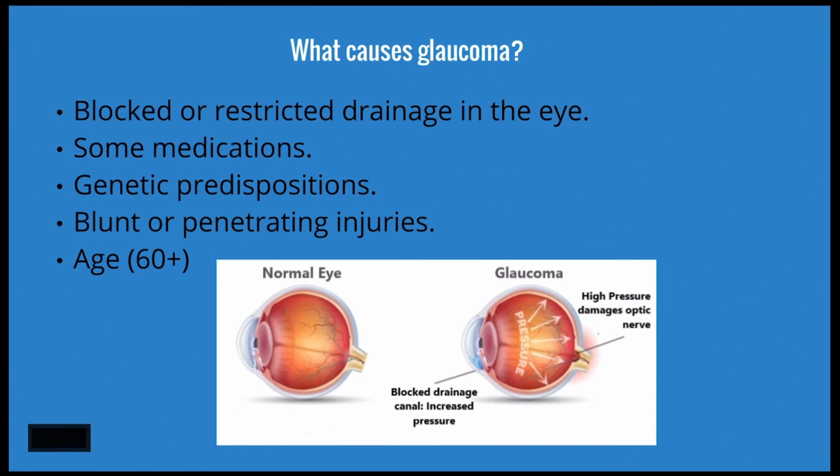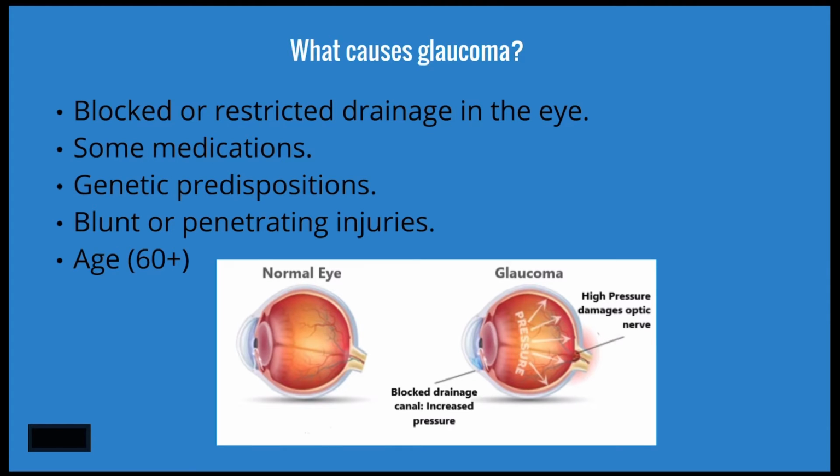So what causes glaucoma? Blocked or restricted drainage in the eye. This is when the aqueous humor, or the clear fluid that fills the space in the front of the eyeball between the lens and the cornea, cannot drain out properly, thus increasing the intraocular pressure. Another cause can be some medication. Some examples are antidepressants, antihistamines like seasonal allergy meds, or drugs that dilate the pupil.